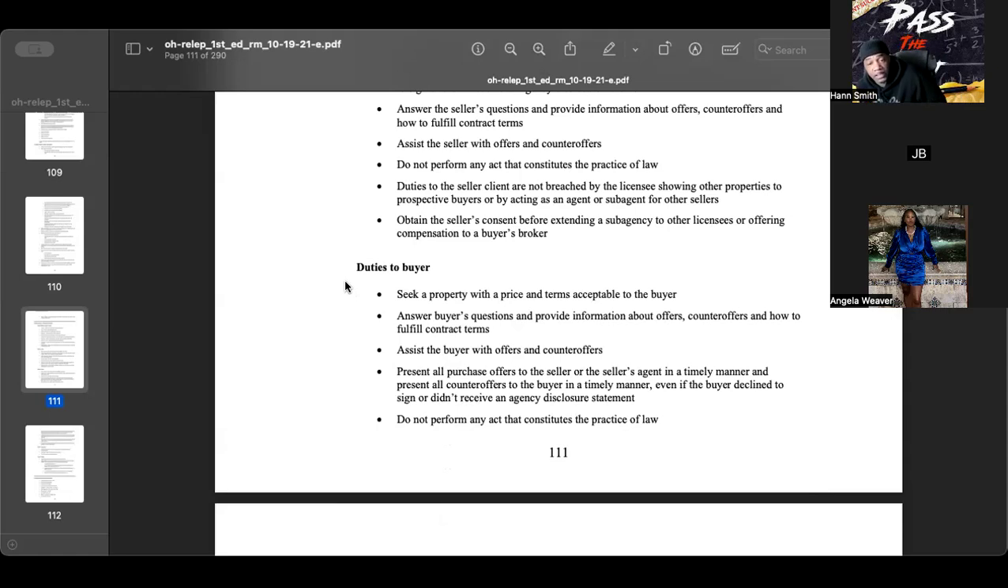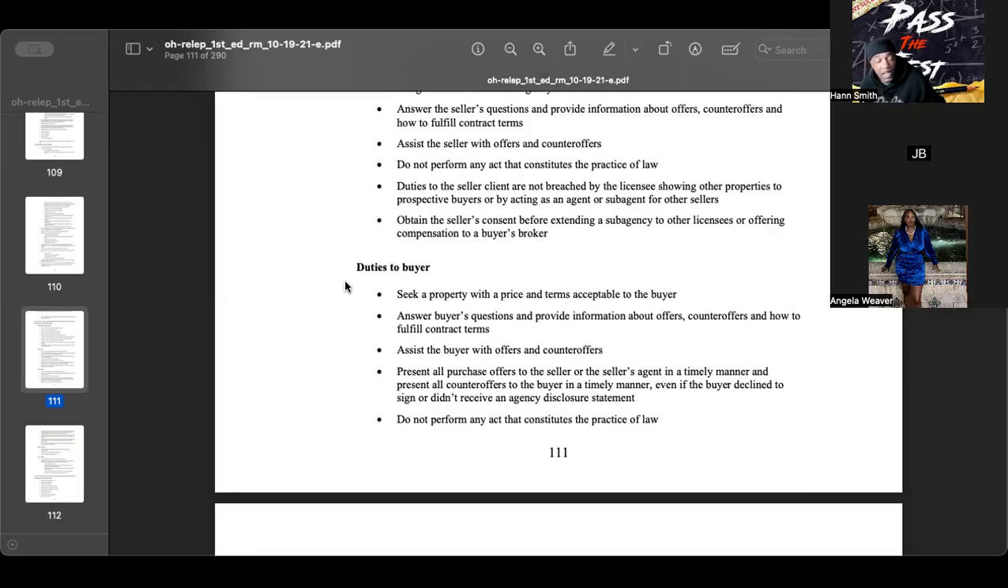Answer buyer's questions and provide information about offers, counteroffers, and how to fulfill contracts. Assist the buyer with offers and counteroffers. Present all purchase offers to the seller or the seller's agent in a timely manner, and present all counteroffers to the buyer in a timely manner, even if the buyer declines to sign or didn't receive the agency disclosure statement.